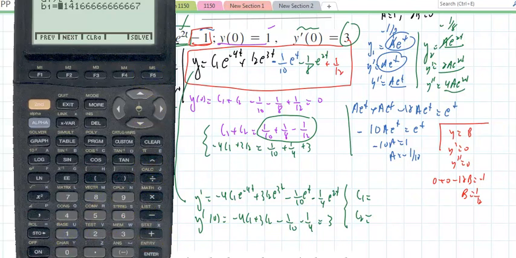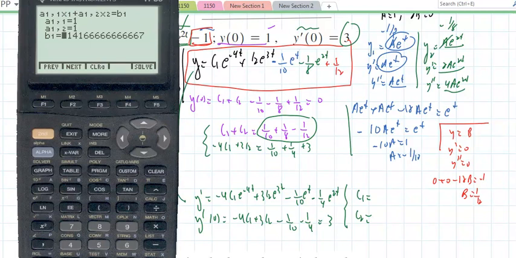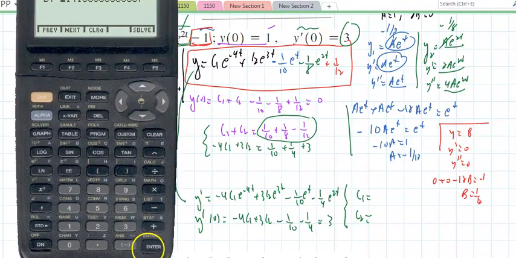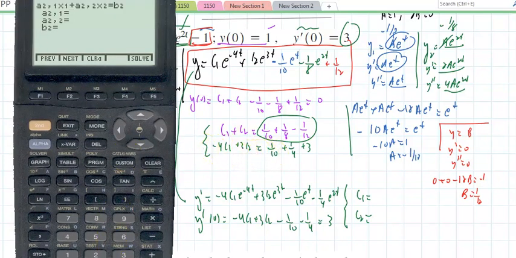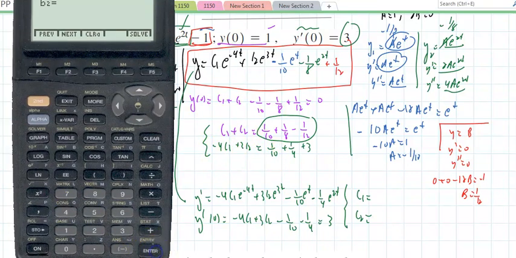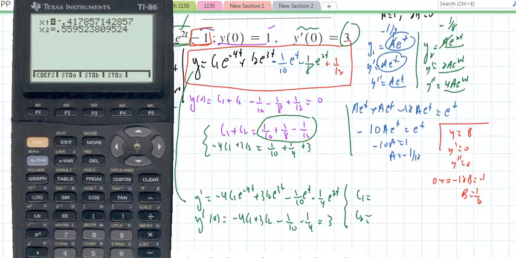And if I ask it to solve, for some reason it's not. Oh, the second equation. I only gave it one equation, forgive me. The second equation has a negative 4, so negative 4, enter. Is that a 3? That's a 3, enter. And 1 divided by 10 plus 3. I was only inputting one equation and asking it to solve, so how was it going to solve? Now you ask it to solve, and it tells you what C1 and C2 are. So again, I'm going to cheat and say this is negative 0.42.